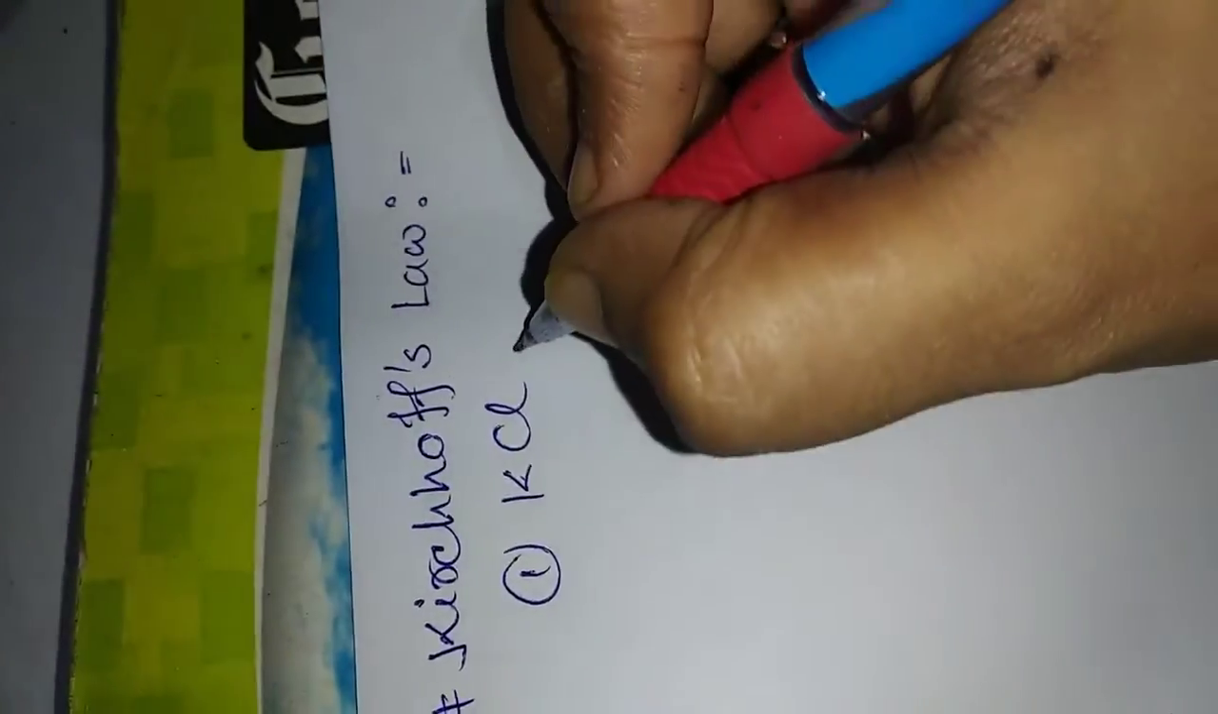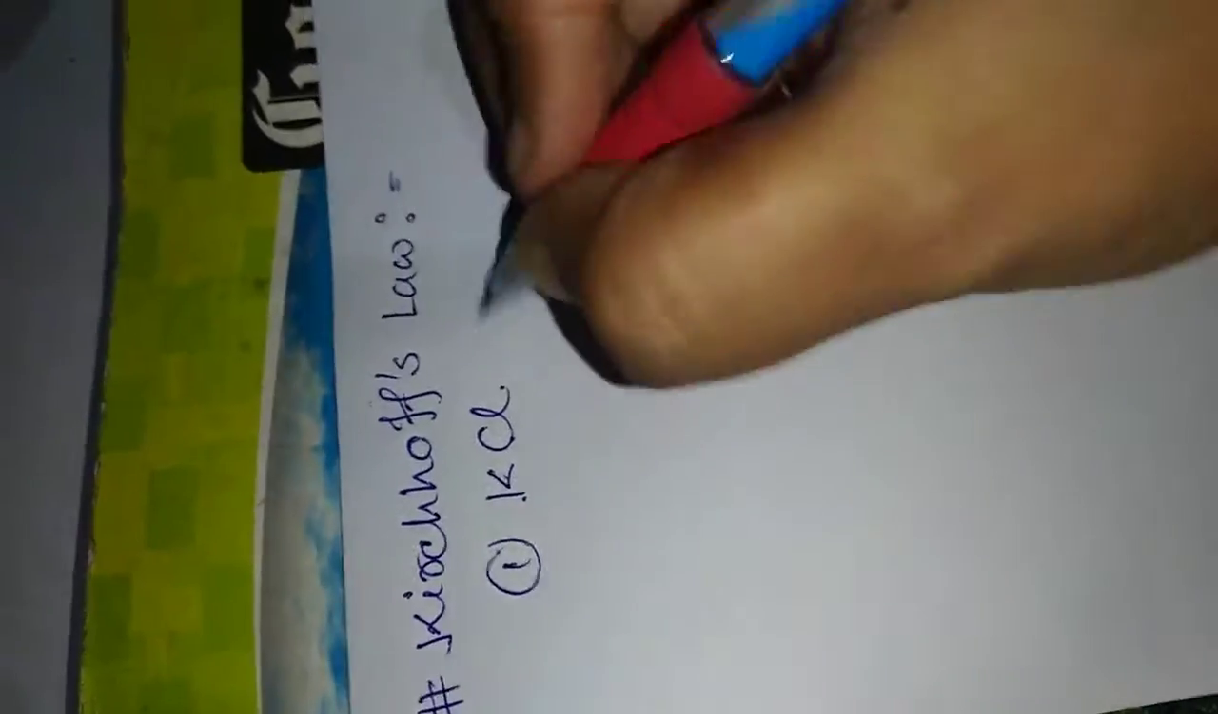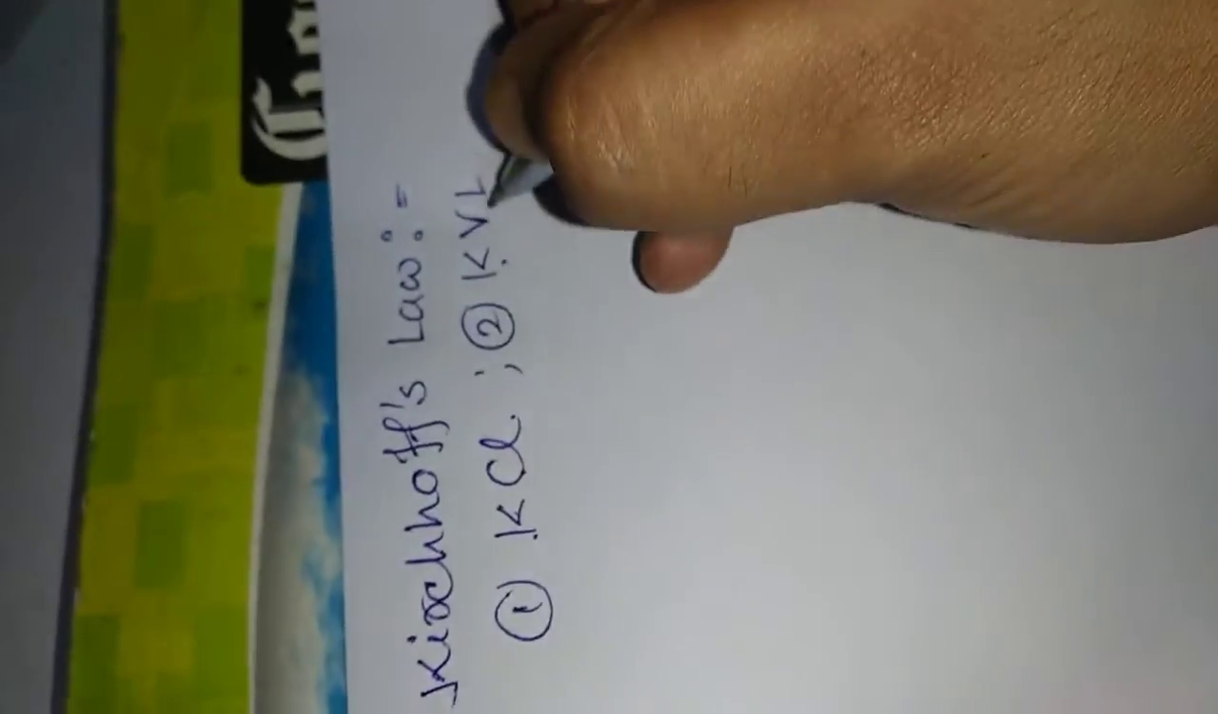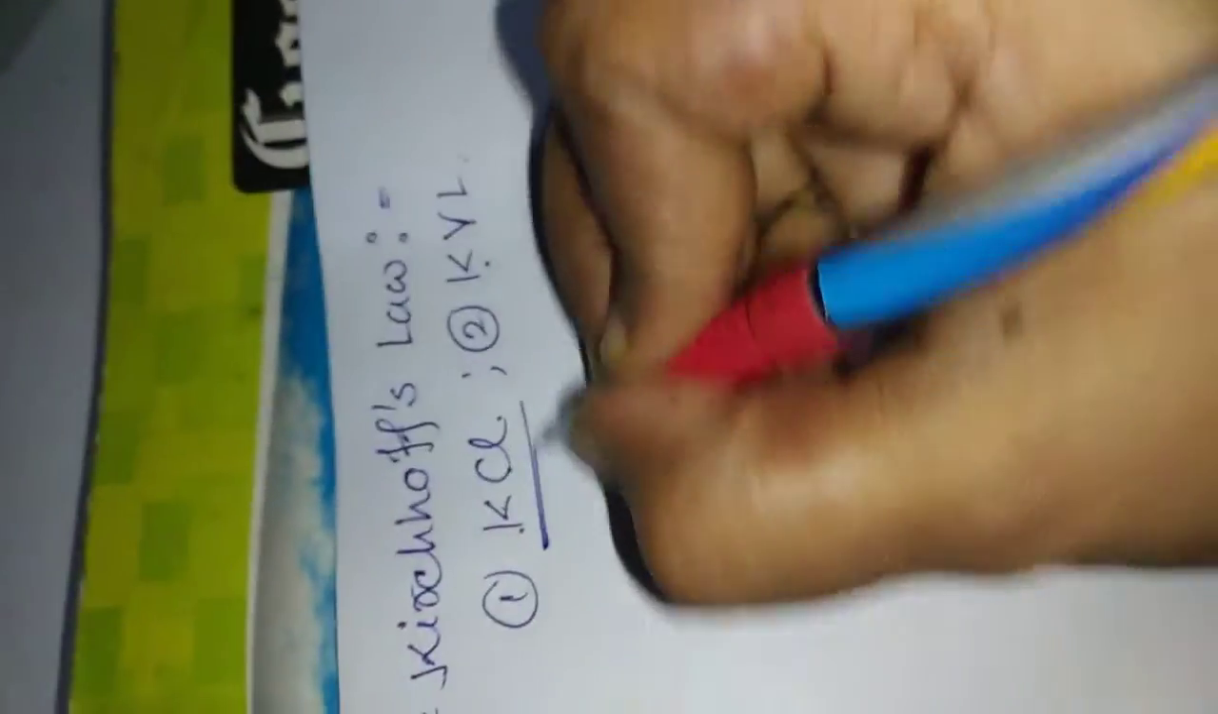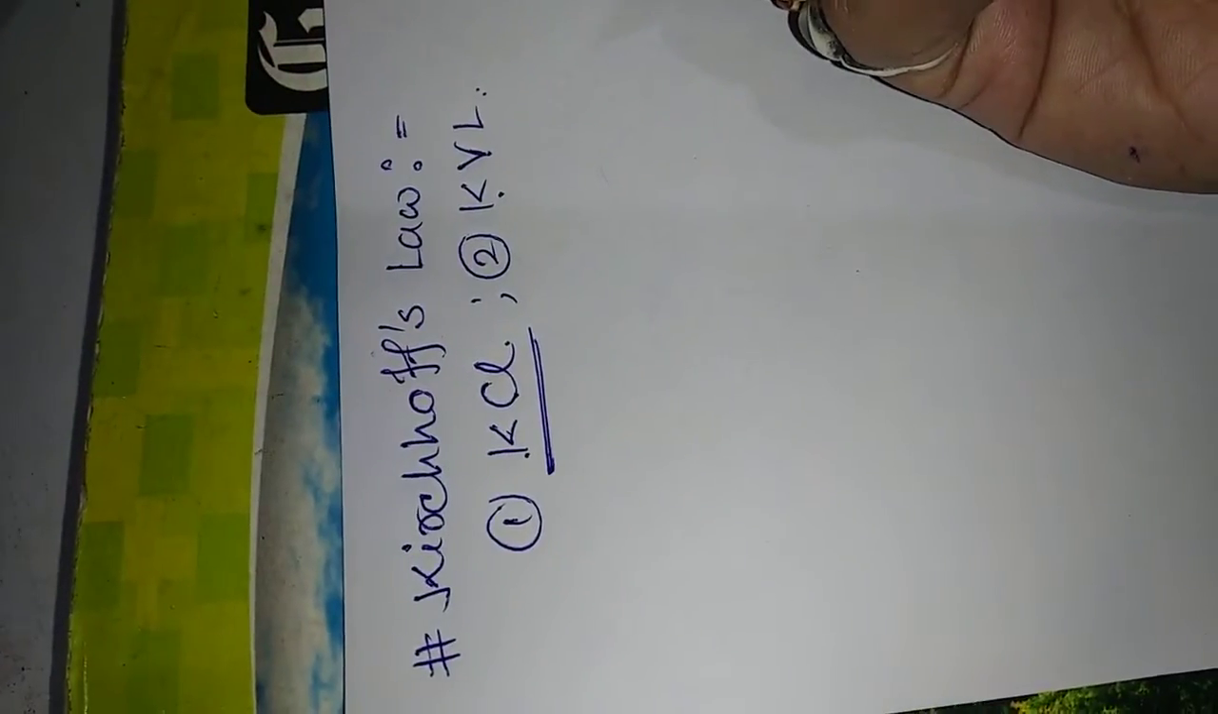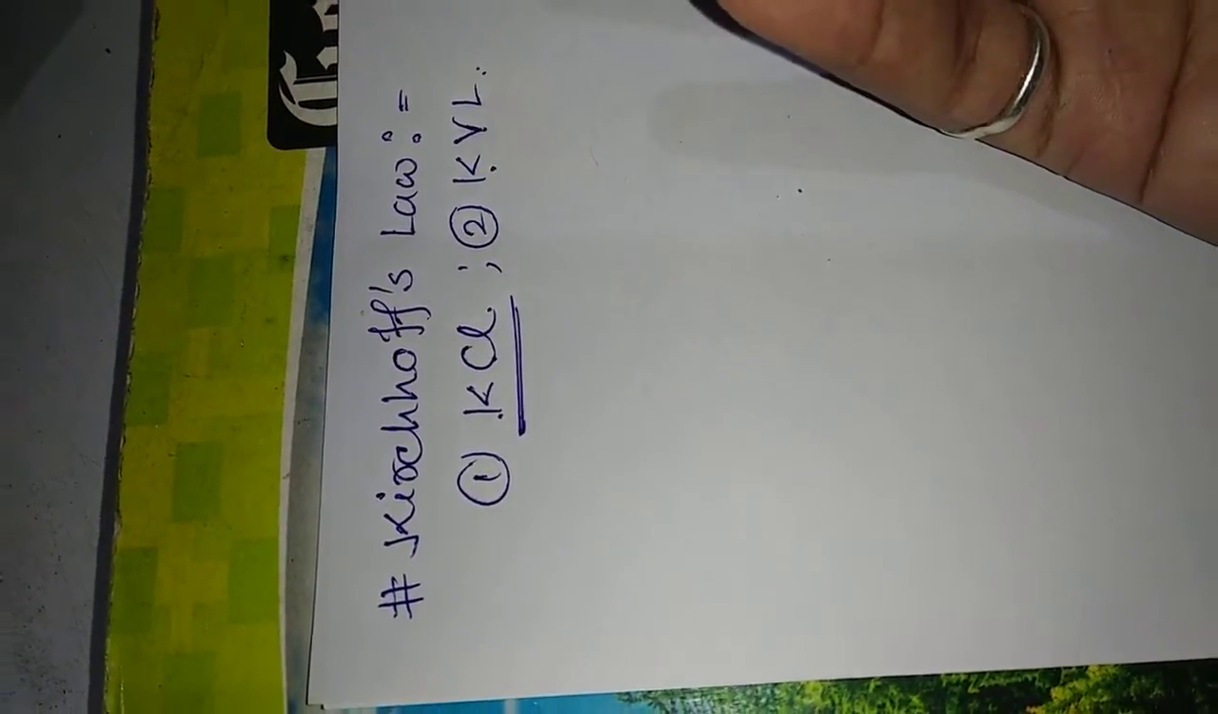Kirchhoff's law. According to Kirchhoff, there are two laws. One is KCL, that is Kirchhoff's current law, and the second one is KVL, that is Kirchhoff's voltage law. First I will discuss KCL, and I will continue with this law with an example.